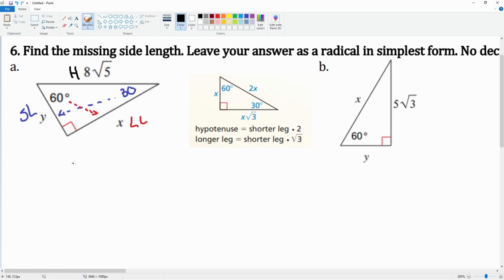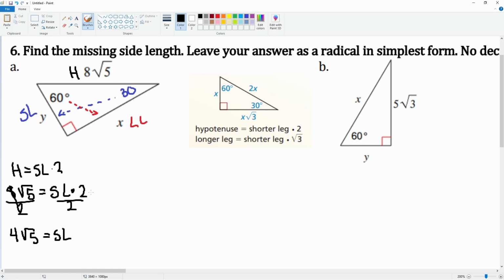All right, so I can now set up my equation. My hypotenuse is equal to my short leg times 2. Do I have my hypotenuse? Yes. 8 radical 5 is equal to my short leg times 2. And I can solve for my short leg by dividing by 2. Divide by 2. This cancels, leaving you with 4 radical 5 is my short leg. And my short leg here is y. So 4 rad 5 is equal to my y.